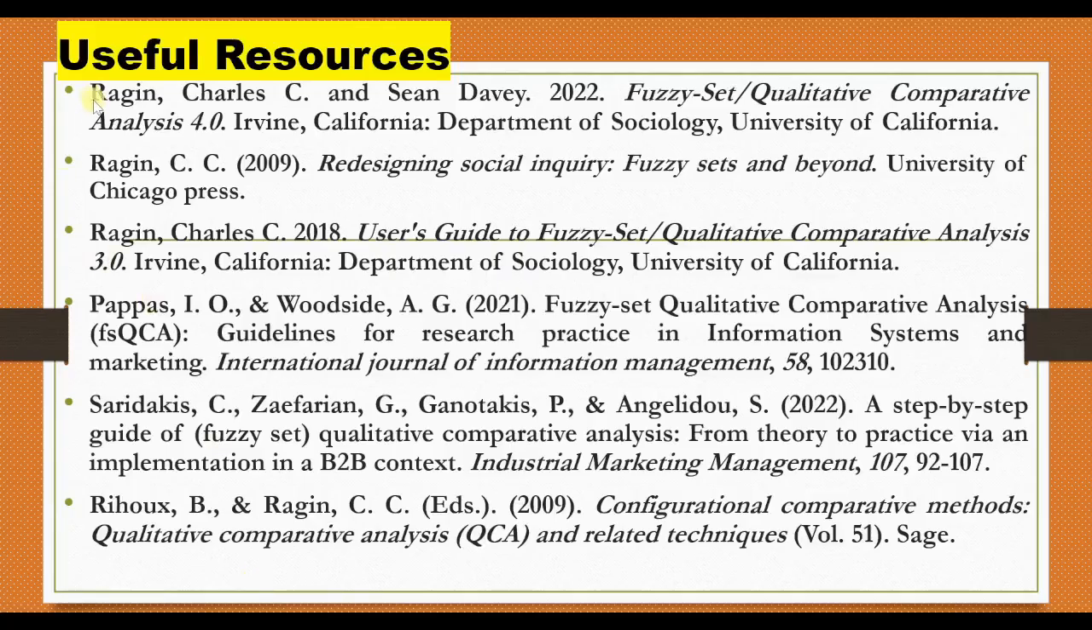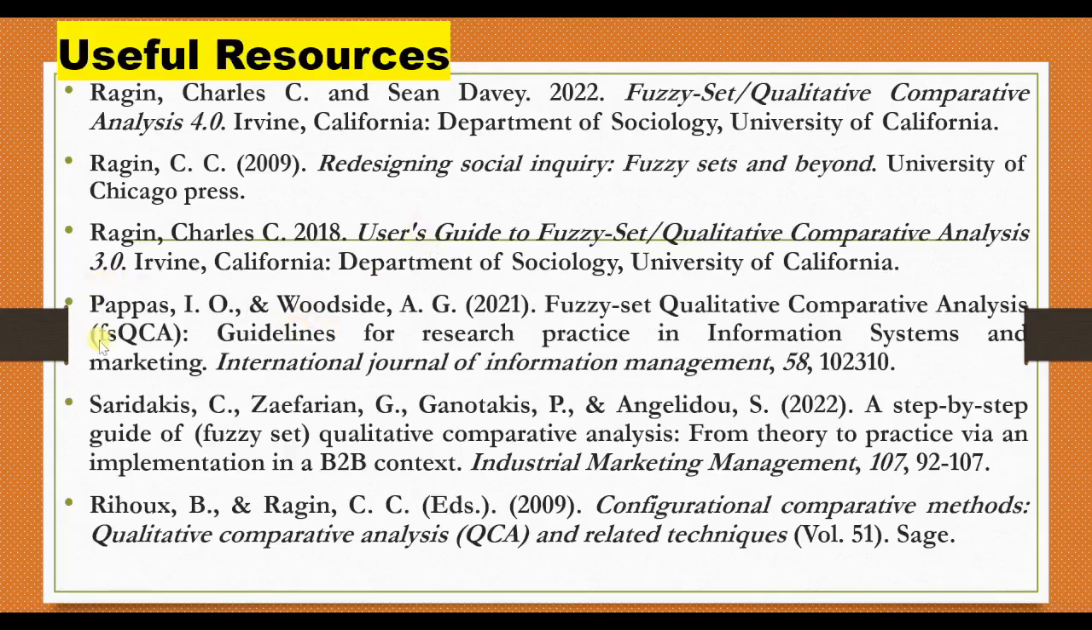Now, these are some of the useful resources which you must refer to, and we must acknowledge the contribution of Professor Charles Ragin, who has given this wonderful tool, fsQCA, for the analysis of data, especially for social sciences research. He has also provided a guide, the User's Guide to Fuzzy Set Qualitative Comparative Analysis, which you can easily download from the software's website. You can download the software also from the fsQCA website and then start using it.